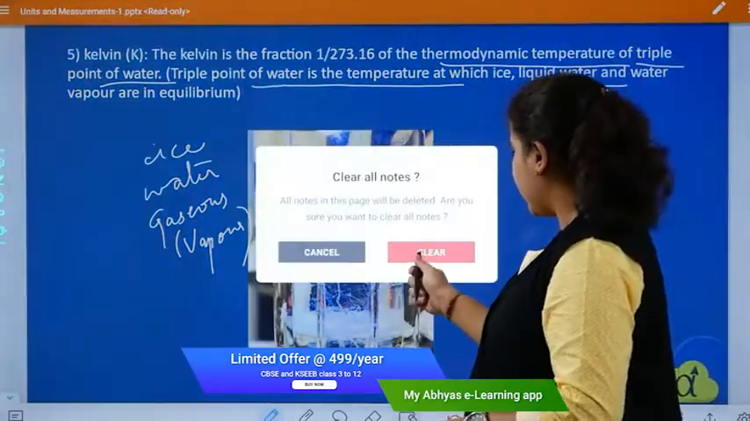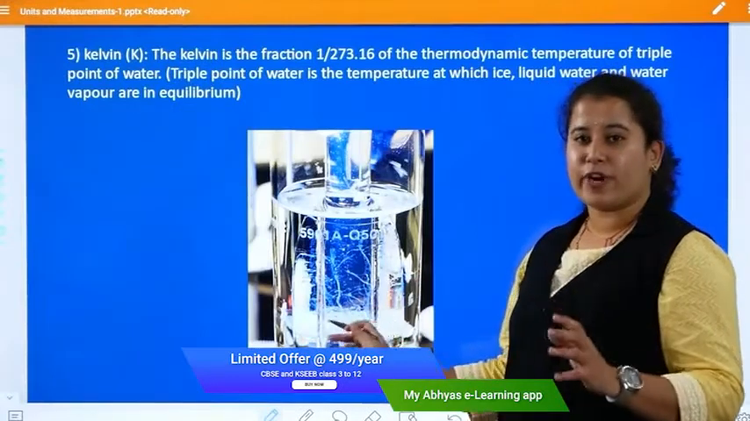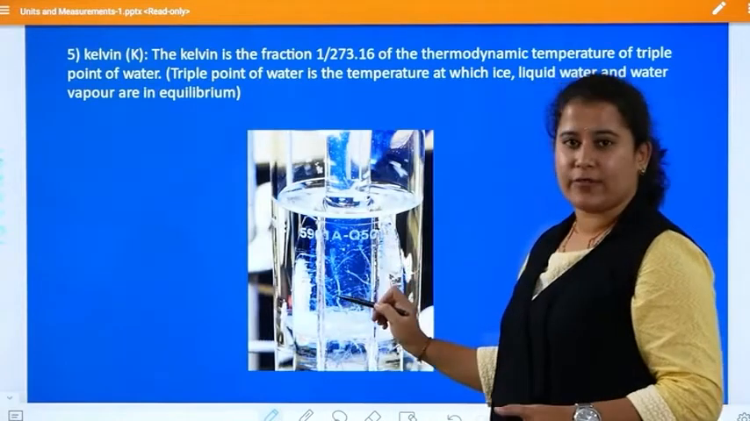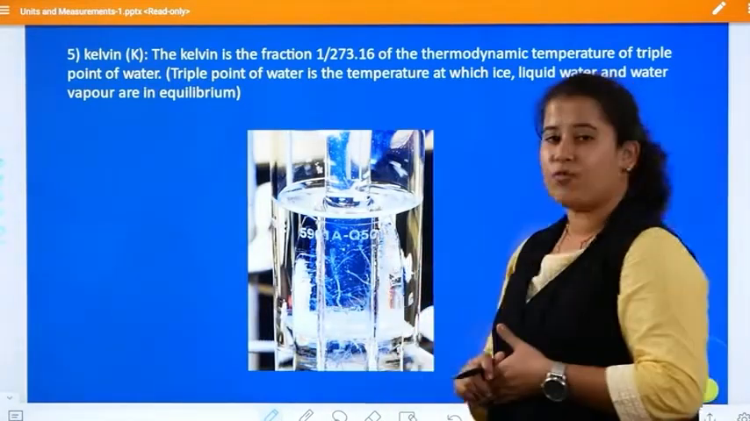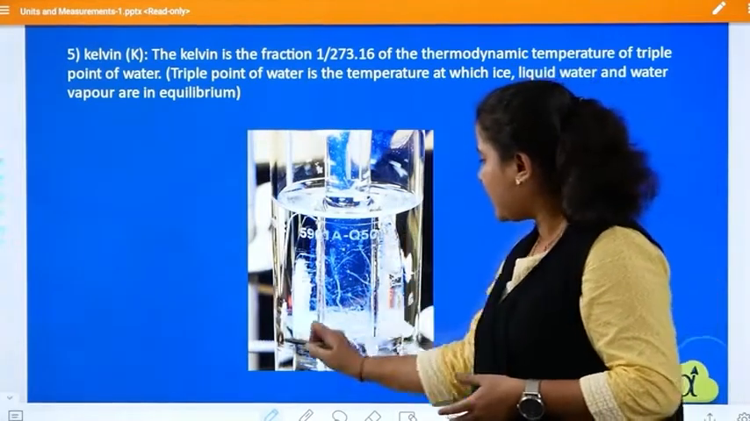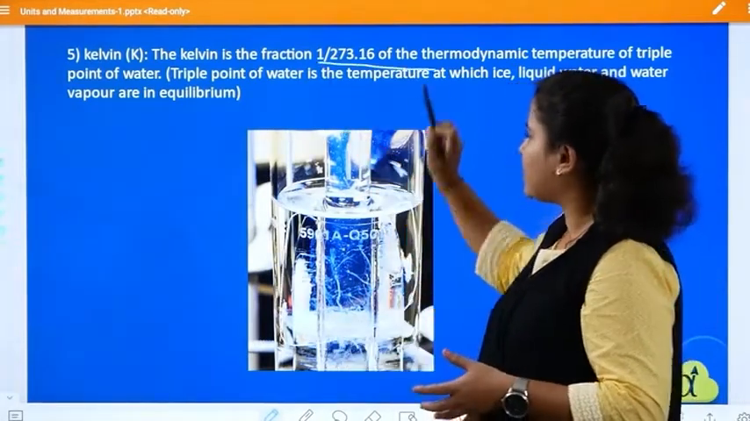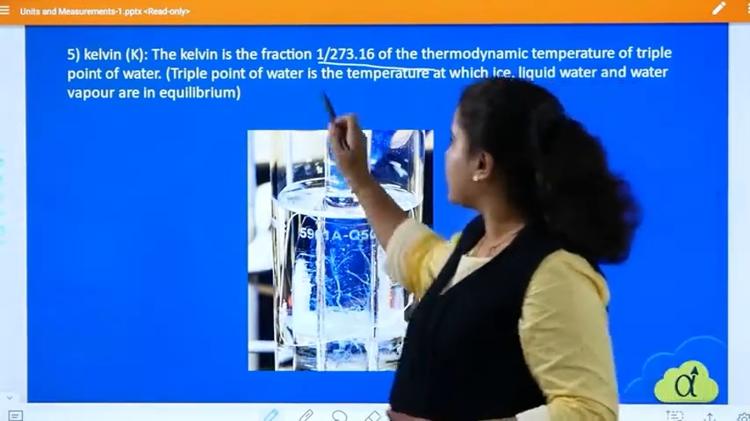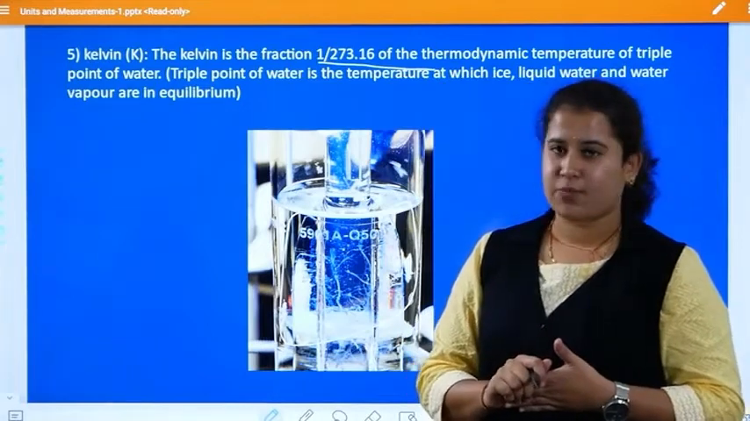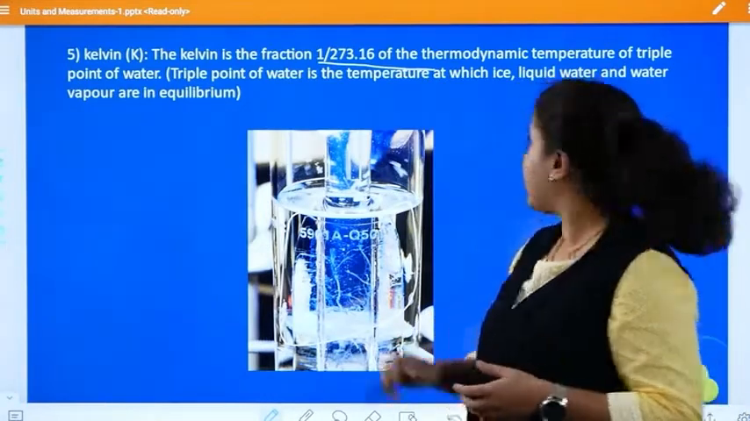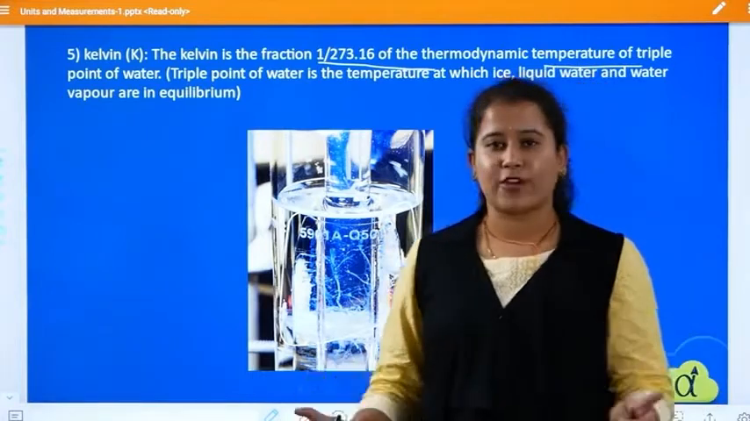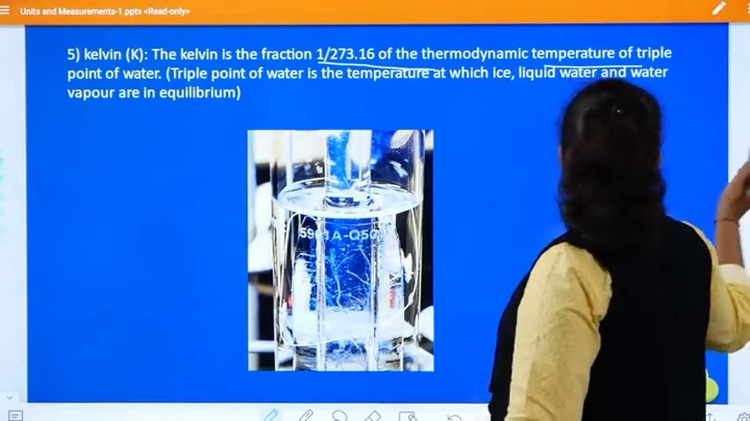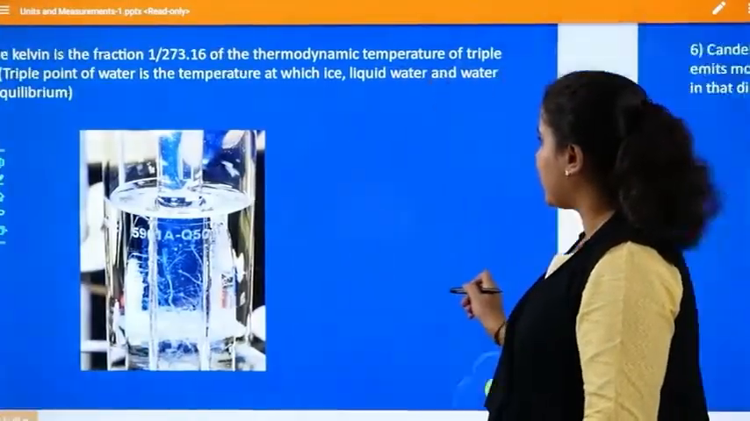It is a beautiful picture where the triple point of water is shown, with the ice, the liquid water and also the water vapor. This is the equilibrium state, and that is the standard quantity for measuring temperature, given by Kelvin. So Kelvin is a fraction of 1 divided by 273.16 of the thermodynamic temperature of the triple point of water. You have to remember this. Clear?